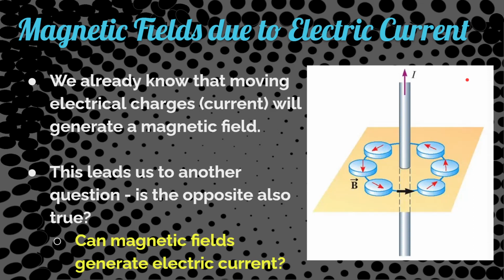All right, so we already know that moving electrical charges, that's a current, will generate a magnetic field. We've already looked at things just like this, where you have this field that's generated around a current-carrying wire. But today we're going to ask the opposite question. Can we use a magnetic field to generate electric current? Is the opposite statement also possible? Okay, and the answer to that is yes.